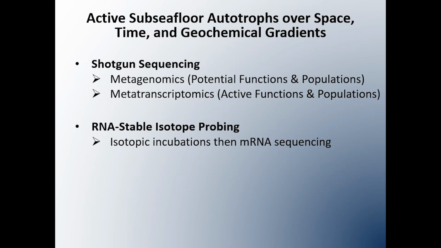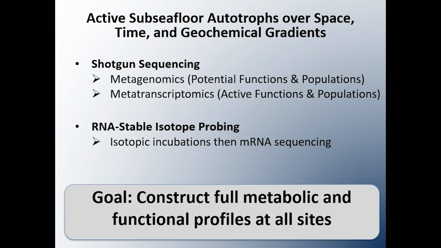To further tease out the autotrophic signal, RNA Stable Isotope Probing was used. In this experimental technique, isotopic incubations label only active autotrophs in the sample. Then further metatranscriptomic sequencing allows us to determine the identity of those members of the microbial population. The goal is to construct full metabolic and functional profiles at all sites. In the next few slides, I'll go into detail about how RNA stable isotope probing works and why it is such a powerful tool.